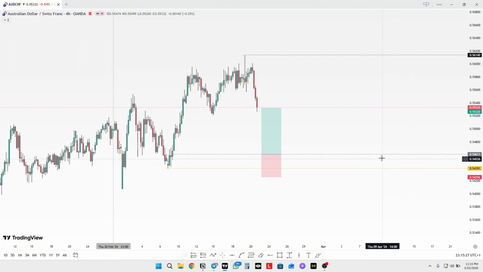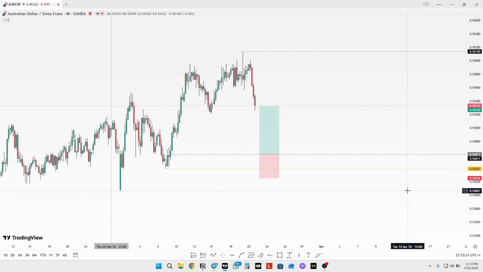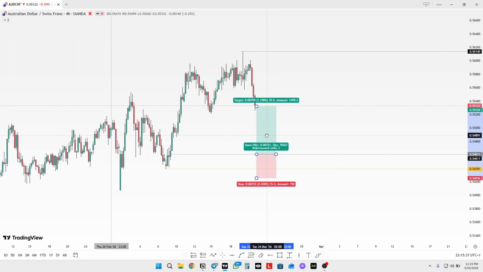So this is the setup I am looking for next week on AUD Swiss franc, and let's see how it plays out next week, which I will update you guys.